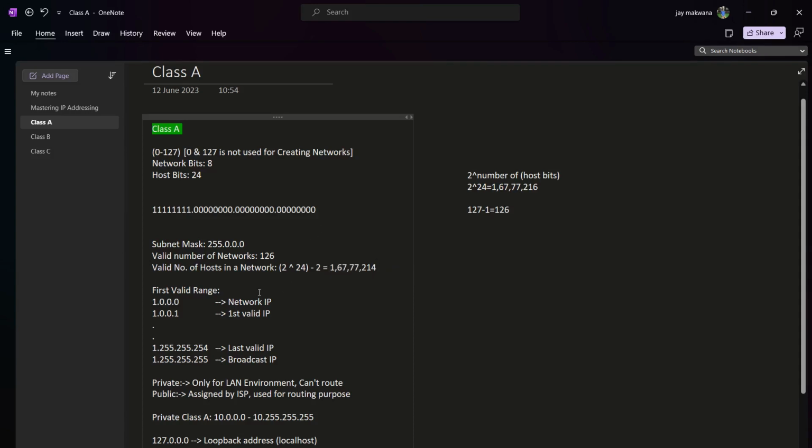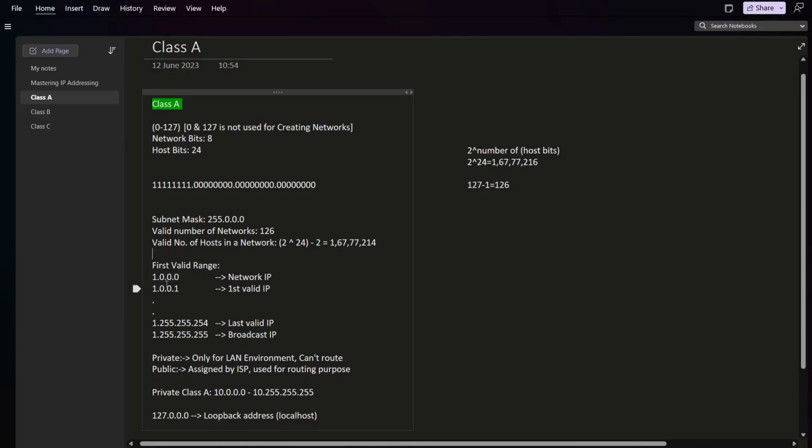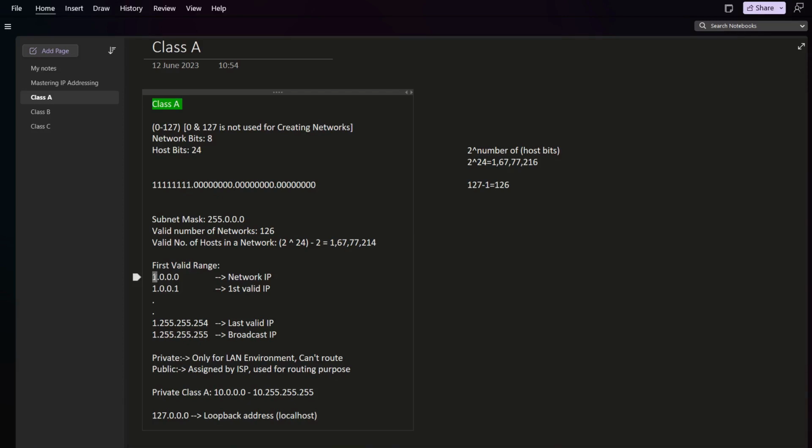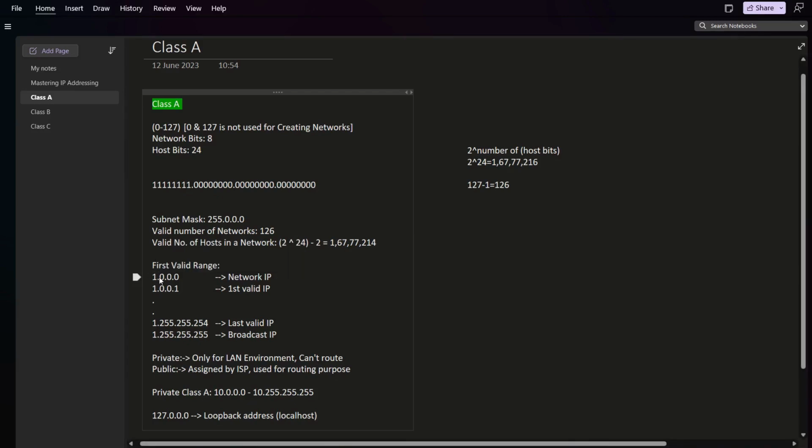Now let's calculate the first valid range of a network and what the IPs will be, and the different types of IP in that range. For the first valid IP, we will start with 1. We can't start with 0, right? So we'll start with 1, and this is the network bit, and the host bits will be turned off. So the first IP will be 1.0.0.0, which will be assigned as the network IP. Now the first valid IP will be 1.0.0.1, which is host number 1. This is the first valid IP, and it will go up to the last range.